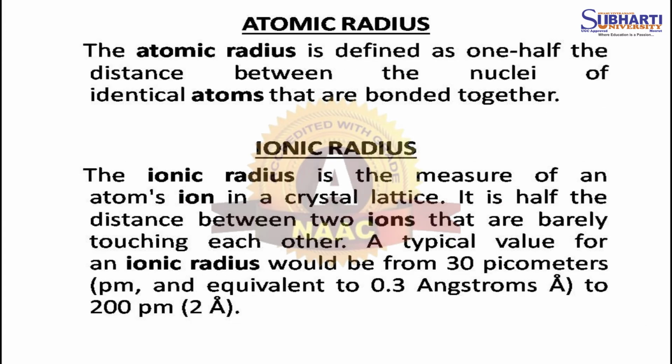Atomic radius. The atomic radius is defined as 1/2 the distance between the nuclei of identical atoms that are bonded together. Ionic radius. The ionic radius is the measure of an atom's ion in a crystal lattice. It is half the distance between two ions that are barely touching each other. A typical value for an ionic radius would be from 30 picometers to 200 picometers.